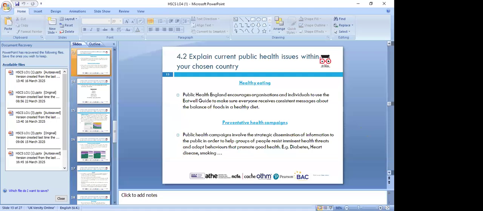All right. So Public Health England encourages organizations and individuals to use the Eat Well guide to make sure everyone receives consistent messages about the balance of foods in healthcare. Very important. It is recorded that the percentage of obesity among the African community is huge. Research has proven it. It means that we don't really practice the Eat Well guide system. It's a huge obesity problem, and that leads to high hypertension among the African Caribbean community.